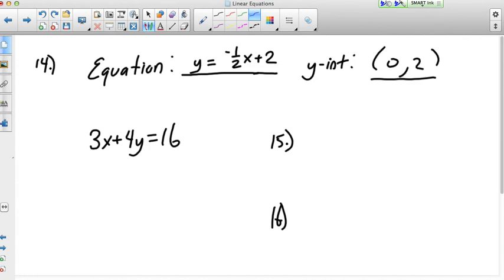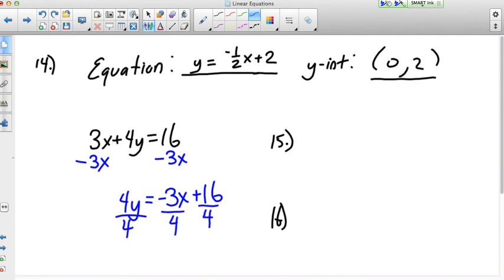For 15 and 16, in order to find out what the slope and the y-intercept were, you had to first transform this equation from standard form to slope-intercept form. So subtract 3x from both sides. You're left with 4y equals negative 3x plus 16. Divide everything by 4, and y equals negative 3 over 4x plus 4. So for 15, the slope is negative 3/4. The y-intercept was the point 0, 4.